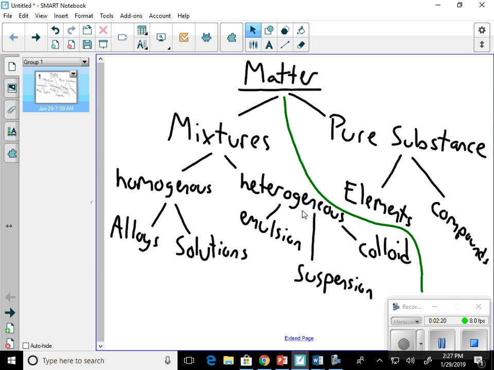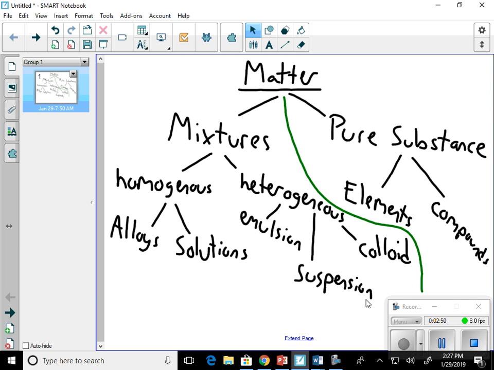Heterogeneous mixtures do not look the same throughout. Also on my lab bench is a jar filled with a mixture of oil and water. The oil is on top of the water because oil is less dense than water. If my sub would like to shake up that jar a little bit, you'll notice that they might be able to mix a little bit for a second, but eventually they come back to two separate layers. And to be heterogeneous means it's not the same throughout. You can see the different parts.